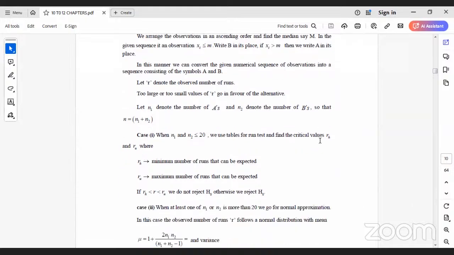Case 1: when n1 and n2 are less than or equal to 20, we use the tables for the run test and find the critical values RL and RU, where RL is the minimum number of runs that can be expected and RU is the maximum number of runs that can be expected. If RL is less than or equal to R, which is less than or equal to RU, we do not reject H0, and otherwise we reject H0.